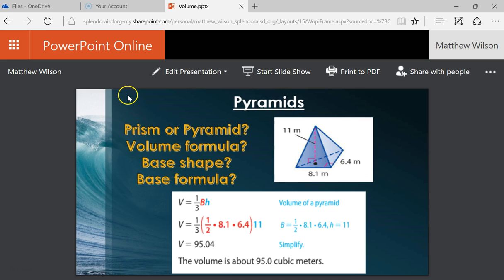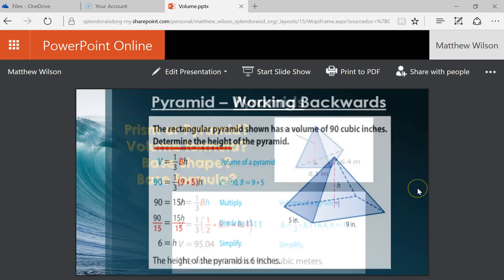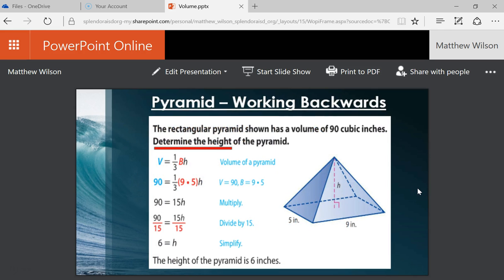So pretty easy stuff if you just follow these steps right here. Always answer these questions before you try to solve it. And another type of problem they may give you is working backwards. So on all those other problems, we had to find volume given the base and the height. Now they give us the volume and the base, or the information to find the area of the base, and we have to find the height. So that's what they do here.